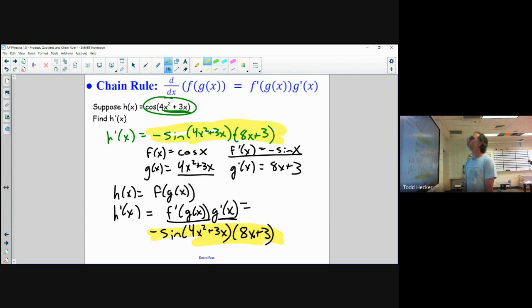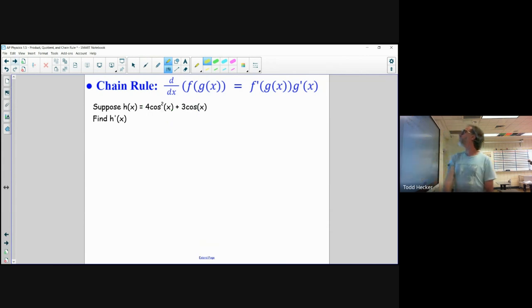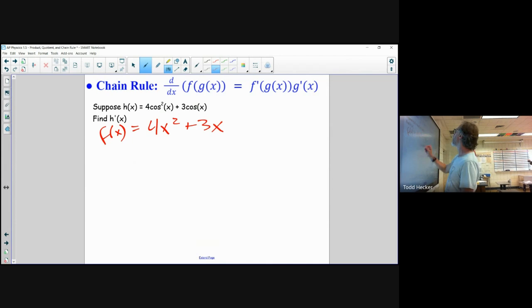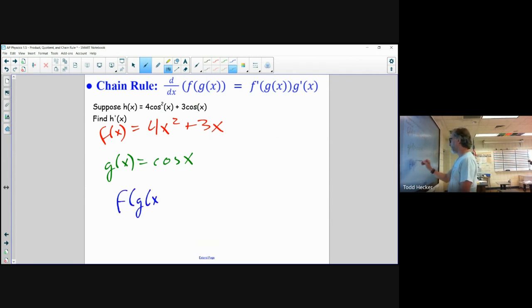All right, let's do another chain rule one. Suppose I give you something like this. This time I switched which one was f of x and which one's g of x, right? It sort of looks like a polynomial, but instead of having 4x squared plus 3x, I've got 4 cosine squared plus 3 cosine, right? So it looks like this is f of x, and then g of x is cosine x. And what I've got here is f of g of x.